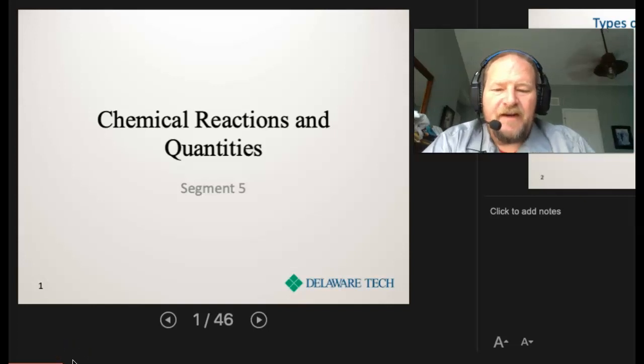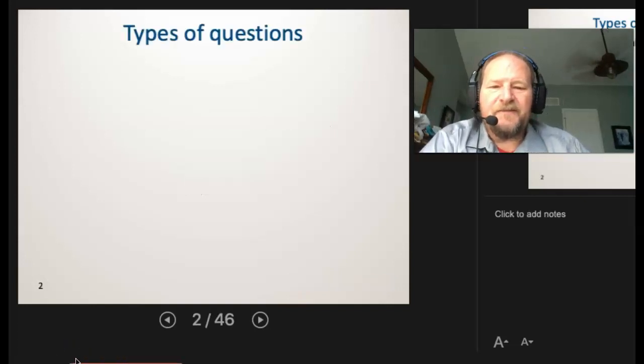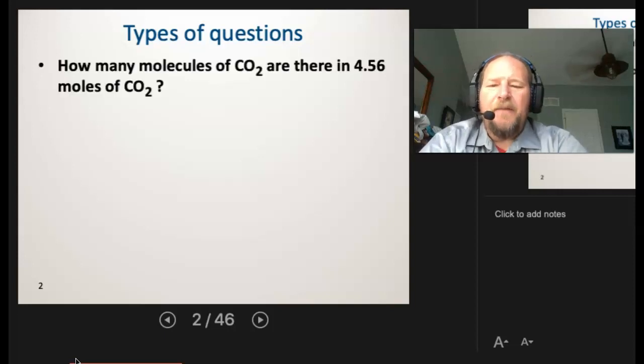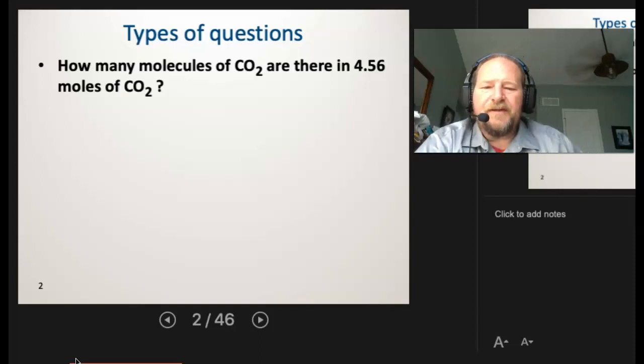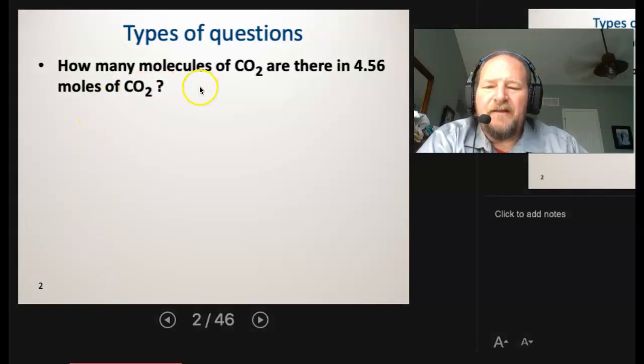All right, segment 5. So we've been talking about types of questions, and I've just introduced you to the mole. If you remember, 1 mole is equal to 6.02 times 10 to the 23rd particles, and our particles can be molecules, formula units, or atoms. So how many molecules of CO2 are there in 4.56 moles of CO2? All right, so how many molecules of CO2 are in 4.56 moles?